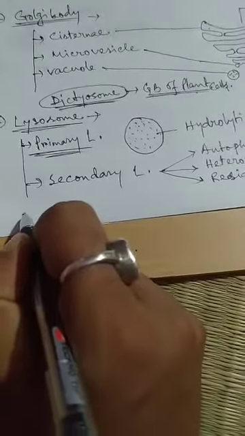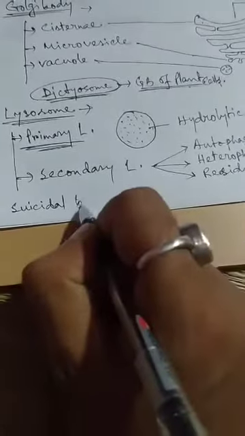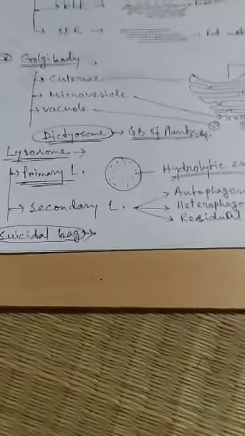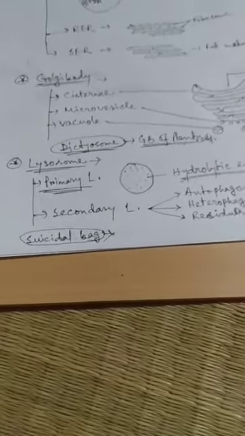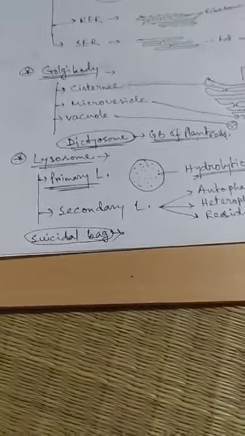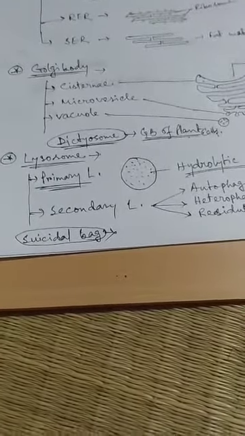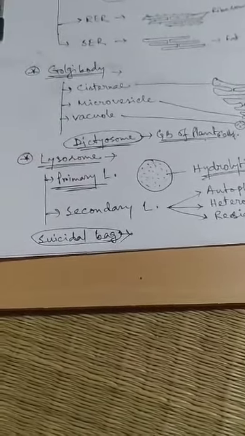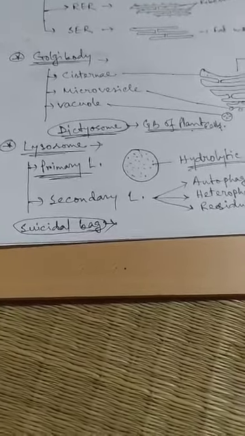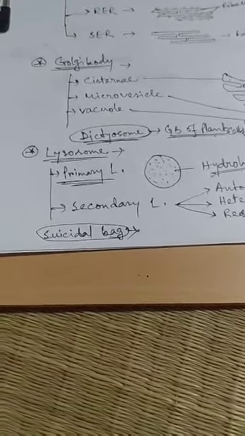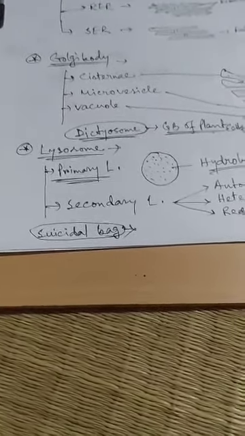Lysosome is also called the suicidal bag. Why? Because it contains many hydrolytic enzymes. If any cell becomes dead or non-functional, then the lysosomes of these cells burst. For that, all hydrolytic enzymes are released inside the cell and the total cell is completely digested. It is called a suicidal bag because if the lysosomes burst in a normal cell, then the functional cell would also be destroyed.